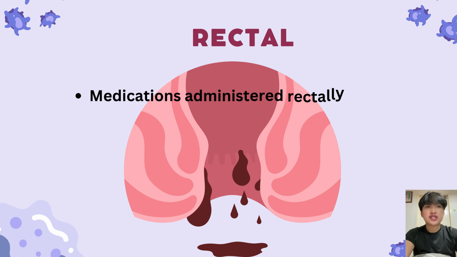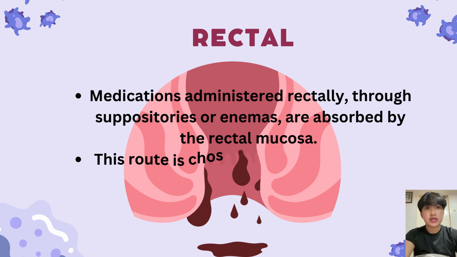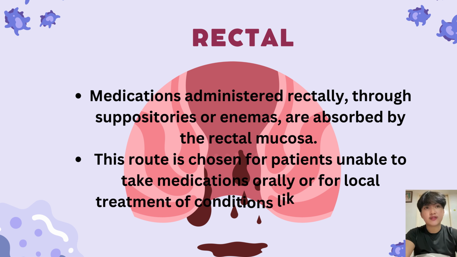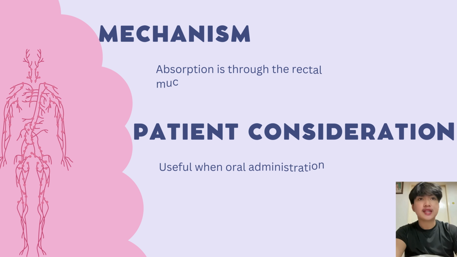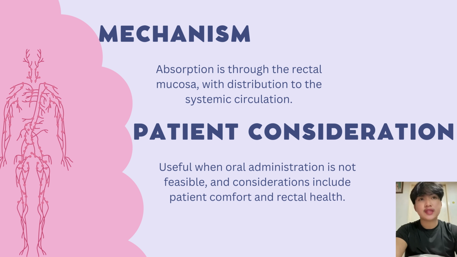Rectal. Medications administered rectally through suppositories or enemas are absorbed by the rectal mucosa. This route is chosen for patients unable to take medication orally or for local treatment of conditions like constipation. So, this kind of route is used when the patient is unable to swallow or drink other medications. Mechanism: absorption is through the rectal mucosa with distribution to the systemic circulation. Patient consideration, useful when oral administration is not feasible, and considerations include patient comfort and rectal health.